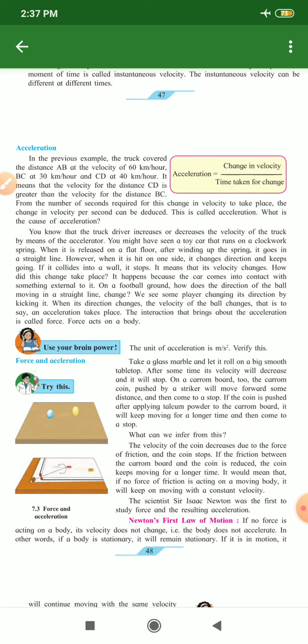Now use your brain power. The unit of acceleration is meters per second square. So verify this. We know that acceleration is change in velocity upon time taken for the change. So that is meters per second upon second. Therefore, it becomes meters per second square. So I hope you have followed this. Now let us watch a video.